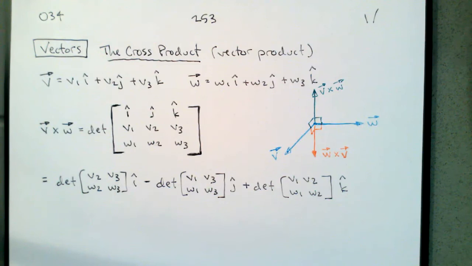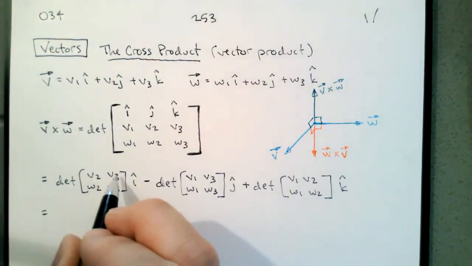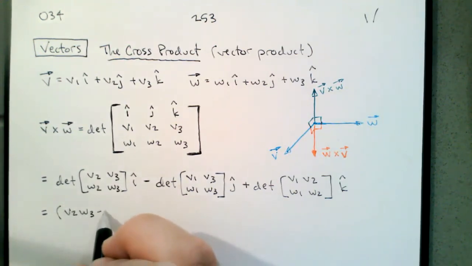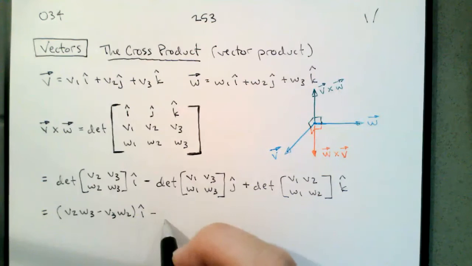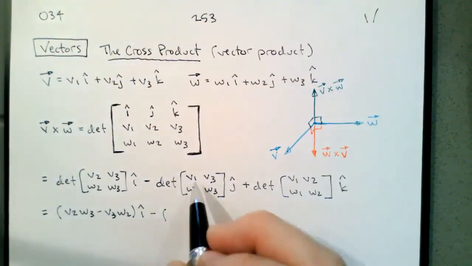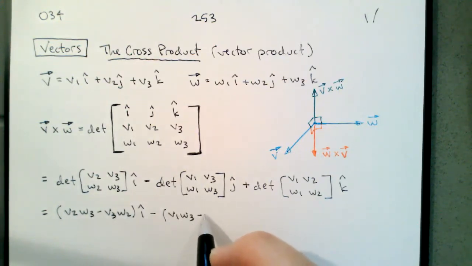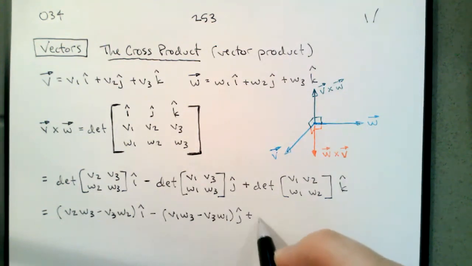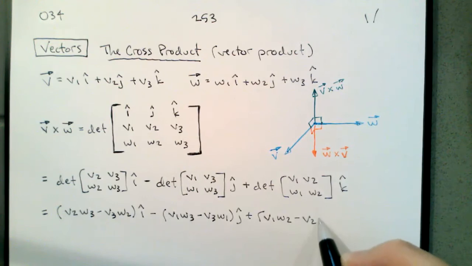So now we just need to calculate the determinants of these 2 by 2 matrices. So we've got V2W3 minus V3W2 times I hat. The next entry will be minus, V1W3 minus V3W1. And then finally, V1W2 minus V2W1.